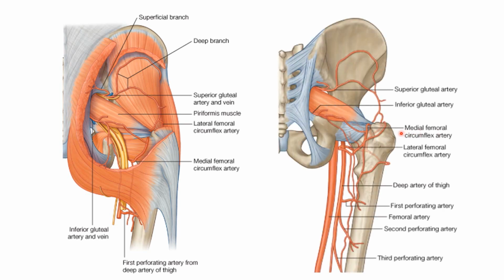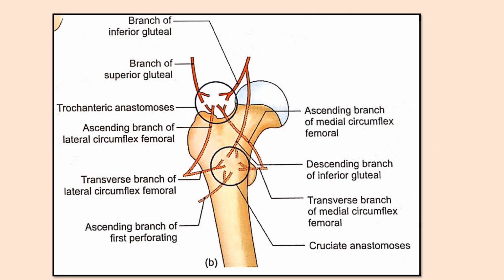This shows anastomosis around the hip joint. Importantly, there are two anastomoses to mention. One is trochanteric anastomosis and cruciate anastomosis. Let us look at them. This is trochanteric anastomosis, which is fed by four branches of different arteries. This is from superior gluteal artery, branch from inferior gluteal artery from above, ascending branch of lateral circumflex femoral artery, and ascending branch of medial circumflex femoral arteries are the one which are forming trochanteric anastomosis.